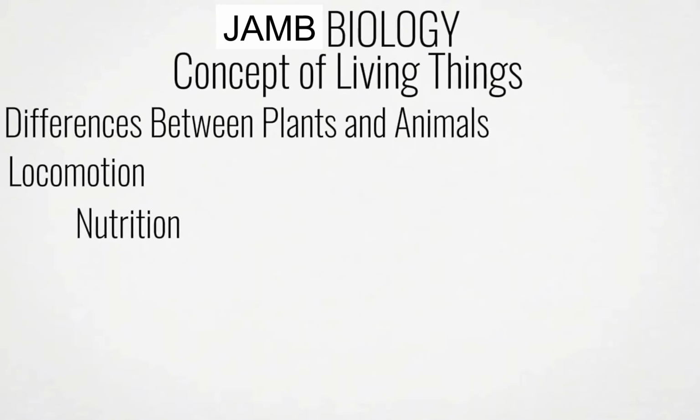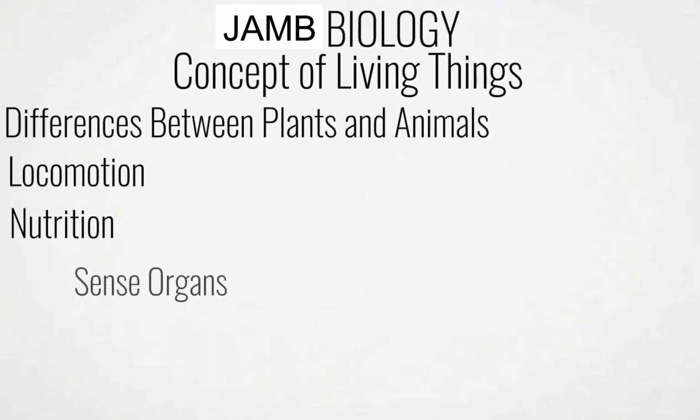Next, let's talk about nutrition. Plants possess the green coloring pigment known as chlorophyll, which they can use to manufacture their own food. Hence, they are photosynthetic. Exceptions to this include the fungi and the bacteria, which do not possess chlorophyll. But animals do not possess chlorophyll. Therefore, they depend on already made food, which they can derive from the plants.